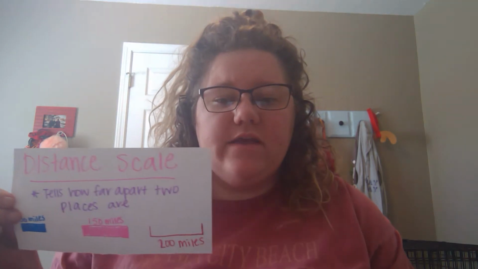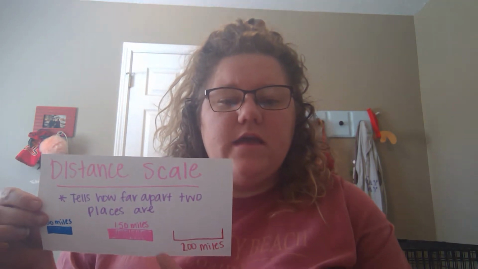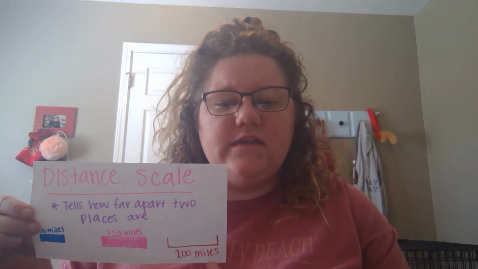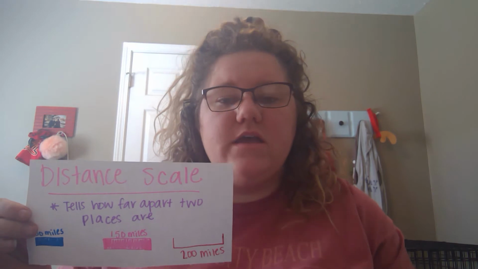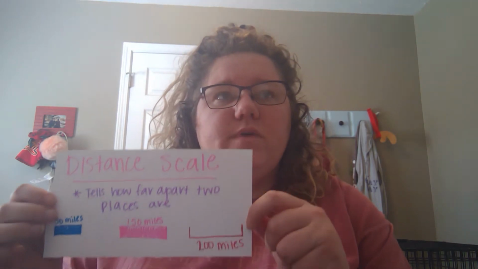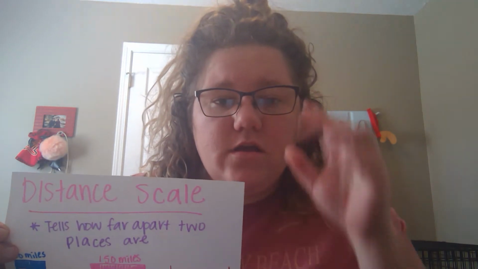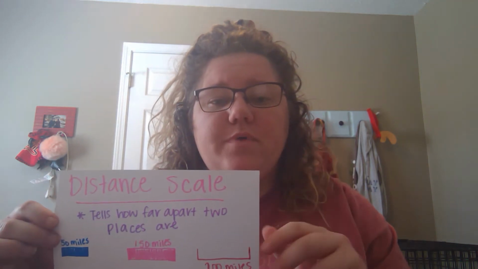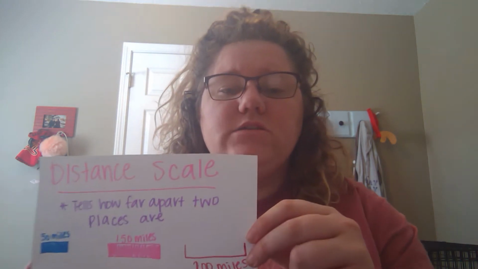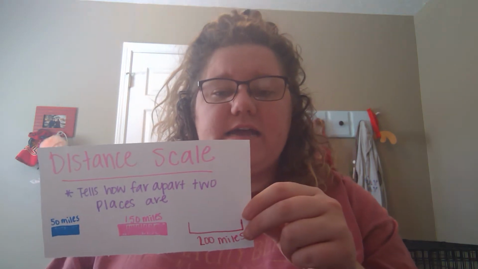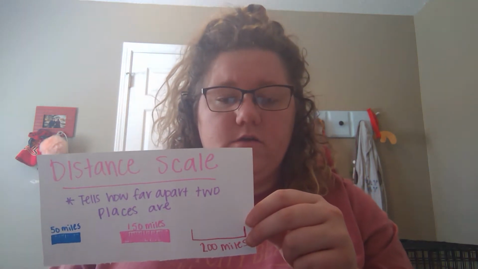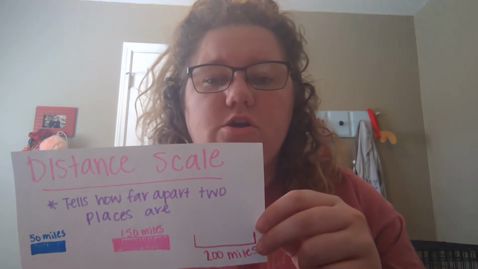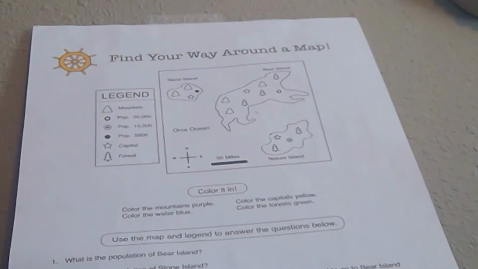You also can have a distance scale that looks like this, and it's the same thing. You're just measuring from this line to this line, and it's saying that it's 200 miles. A distance scale might also be called a distance meter, but they're the same thing. You're still just measuring how far two places are on a map. There's two different ways that you can use a distance scale, and I'm going to show you how to do both of those ways on your AMI paper.